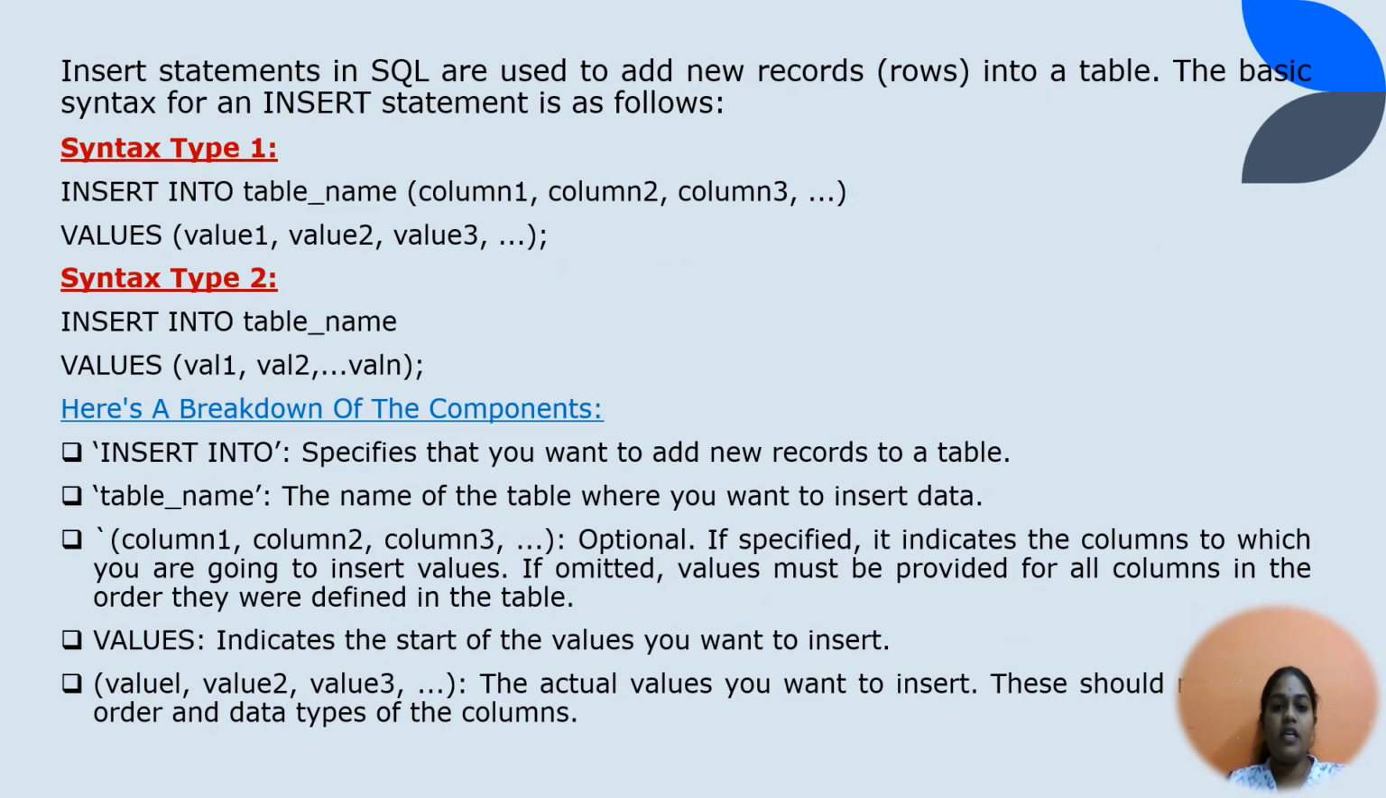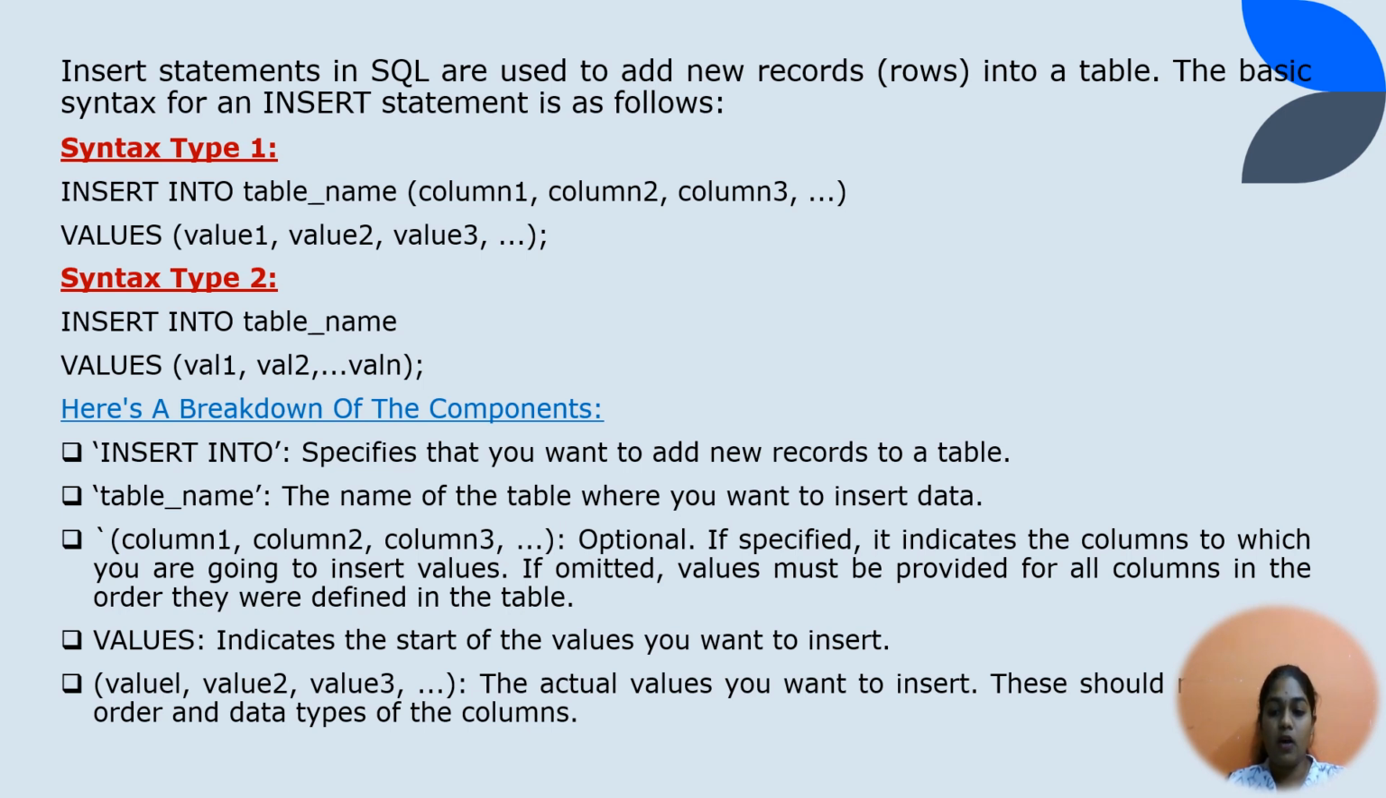Insert statements in SQL are used to add new records, that is, rows, into the table. The basic syntax for an insert statement has two types, type 1 and type 2. Syntax type 1: insert into table name followed by the attributes column 1, column 2 up to column n, values, value 1, value 2, value 3 up to value n. Syntax type 2: insert into table name followed by values, value 1, value 2 up to value n.